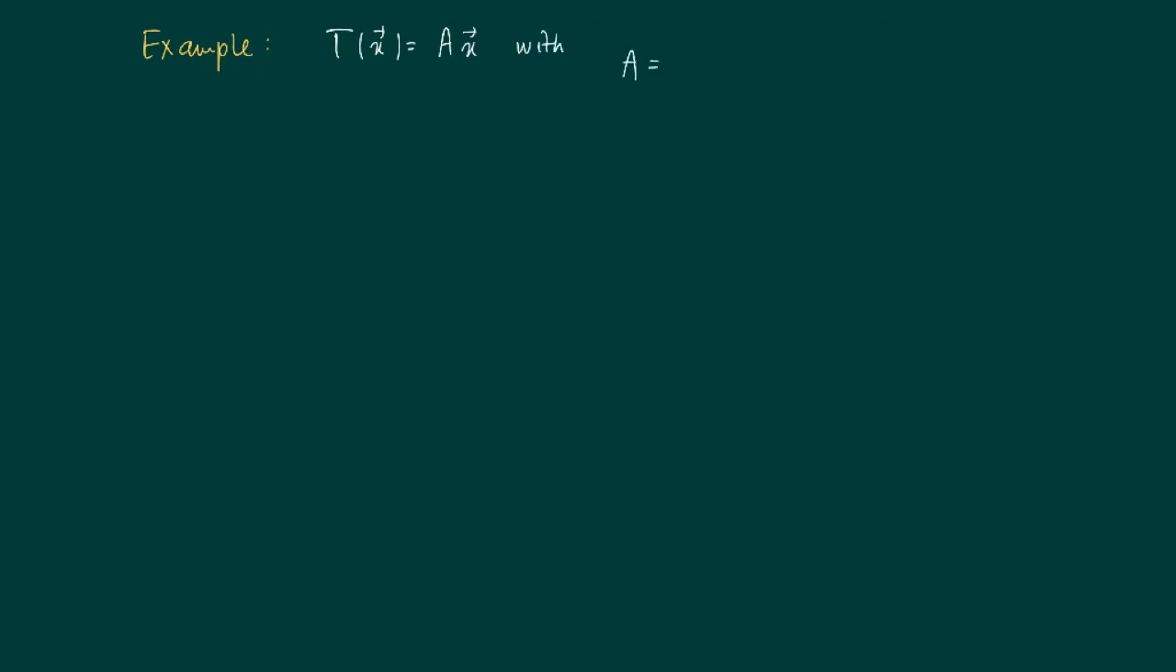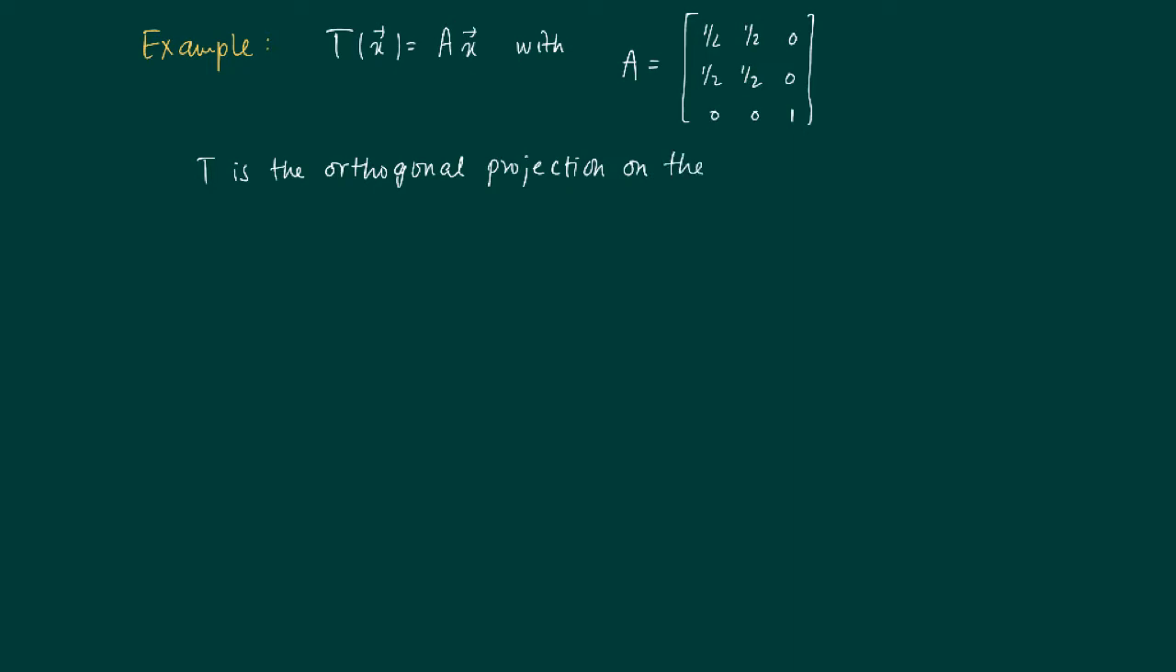A is the 3 by 3 matrix, so T works on R3 to R3, and A is given by half, half, 0, half, half, 0, and 0, 0, 1. Well, this is the matrix which corresponds to the orthogonal projection on the plane V, where V has general equation x equals y. So the first two coordinates are the same.